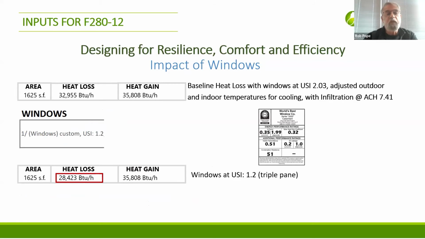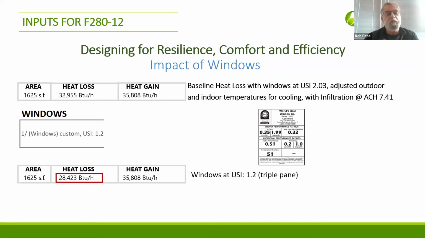The impact of windows. Let's look at windows. Here we have our baseline, a 2.03 U-value, which is a double pane window, really. Nothing special about it. But if we go to a triple pane window, 1.2, which is barely triple pane, you can get much better than that. USI 1.2 is a triple pane window. And look at the difference.